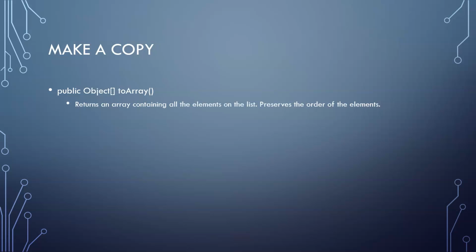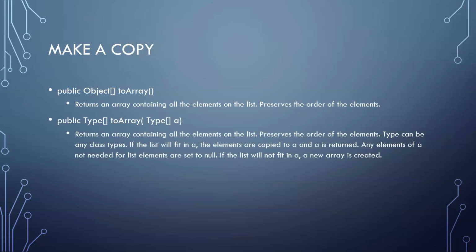Of course, if we want to make a copy, we can just use public Object[] toArray, which returns an array containing all the elements on the list, and it preserves the order of the elements. You also have public T[] toArray, which passes in a type array of A, returns an array containing all the elements on the list, preserves the order of the elements, and type can be any class type.